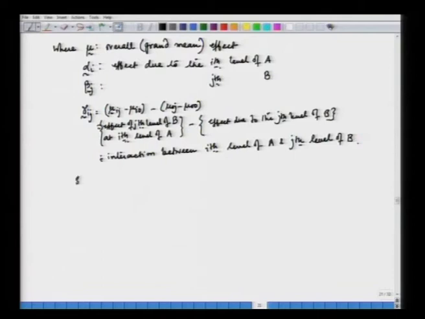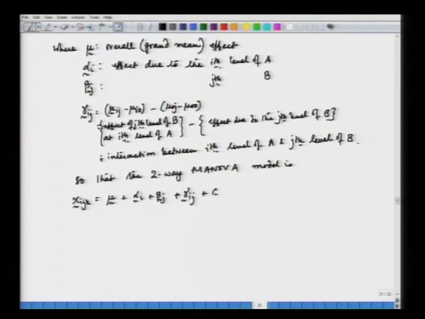So, now I can write the two-way MANOVA model as x ijk, the kth observation due to the ith level of A, jth level of B, equal to mu plus alpha i plus beta j plus gamma ij, and finally the error term e ijk, with the very important assumption that this is a multivariate normal, and you have i from 1 to a, j from 1 to b, k from 1 to n.